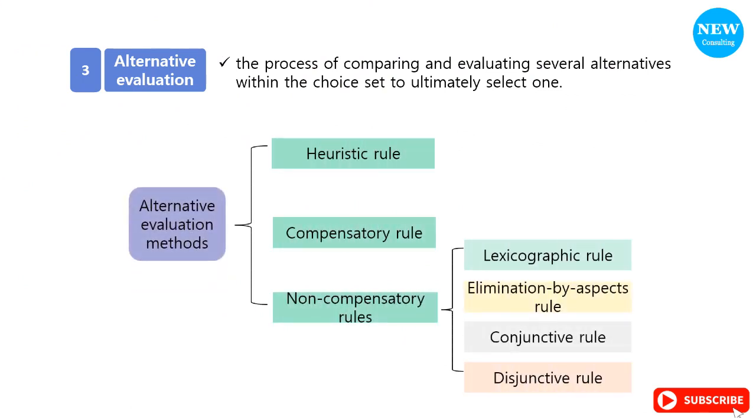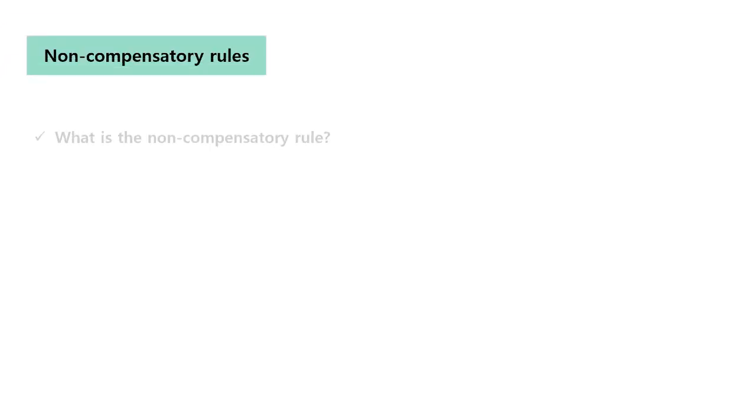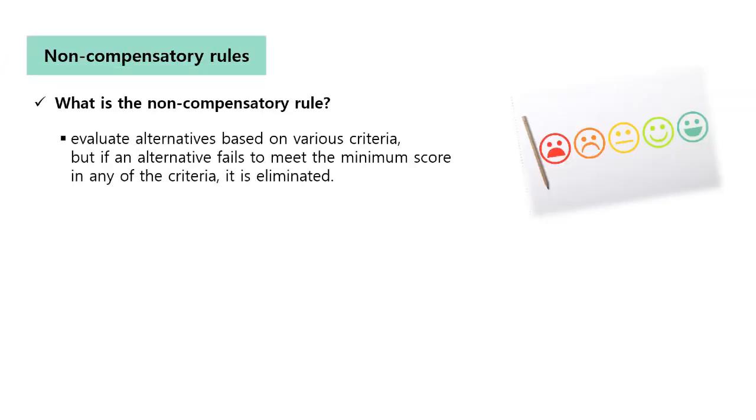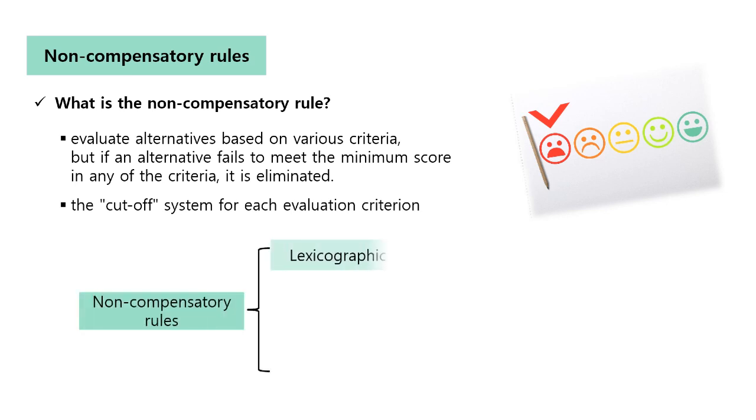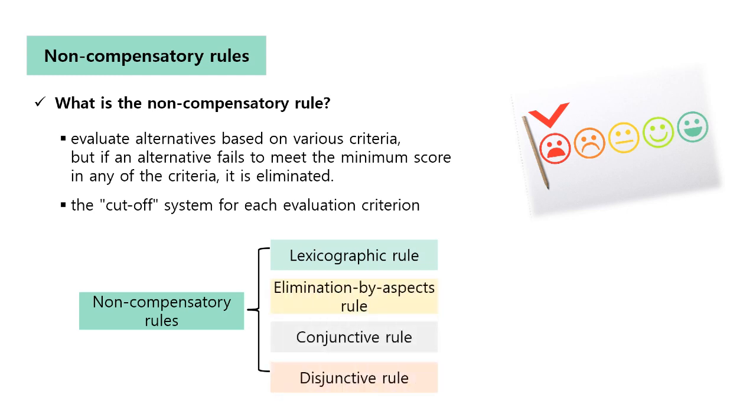I will now explain the non-compensatory rules. The non-compensatory rule involves evaluating alternatives based on various criteria, but if an alternative fails to meet the minimum score in any of the criteria, it is eliminated. This is known as the cutoff system for each evaluation criterion. The non-compensatory rule includes the lexicographic rule, the elimination by aspects rule, the conjunctive rule, and the disjunctive rule.